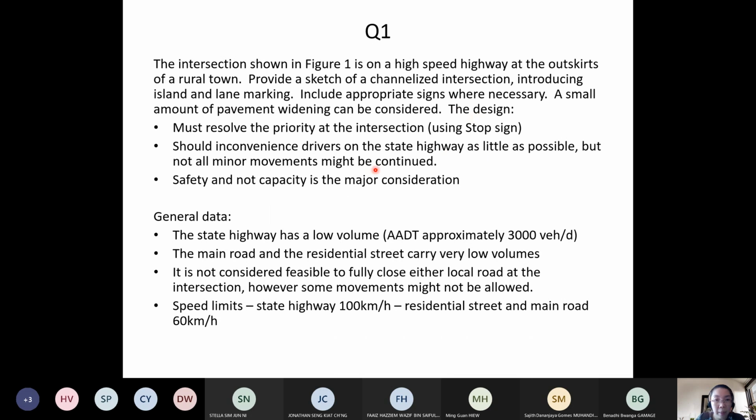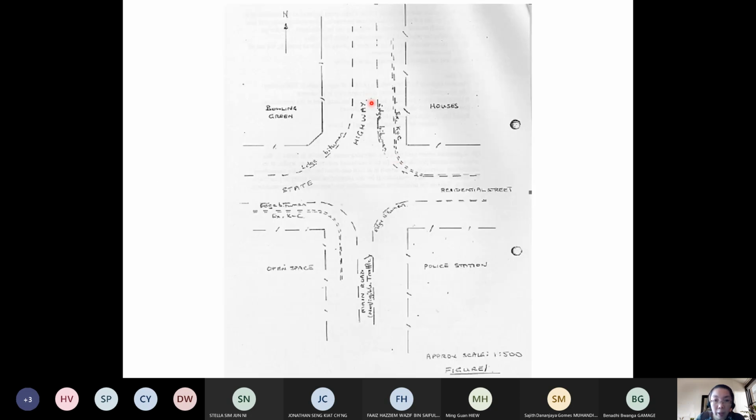So the design must resolve the priority at the intersection using only stop sign or give way sign. Okay, so that means you cannot put traffic light at this location. And one of the goals is that it should inconvenience drivers on the state highway as little as possible, but not all minor movements might be continued. So it should inconvenience the driver of the state highway as little as possible. That means priority goes to the users of the state highway. Okay, so these two do not have priorities.